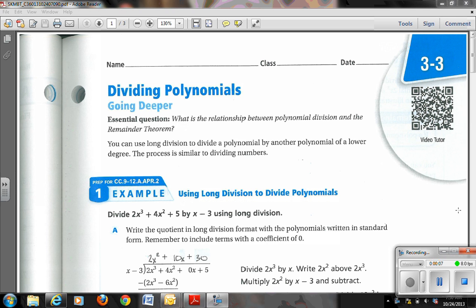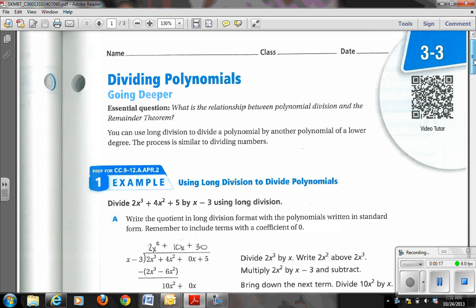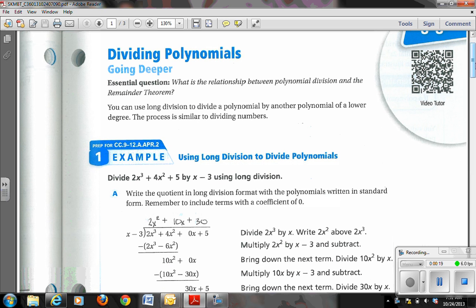So looking at our section title, Dividing Polynomials, we're going to go through a review of how to do it with long division and then also learn how to do what's called synthetic division. So as the title suggests, we're dividing today.